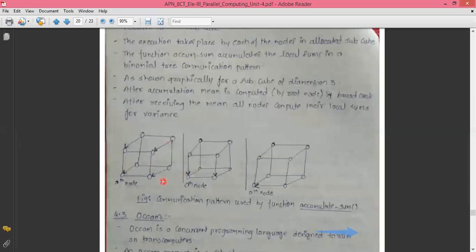So this is the cube, and each and every cube has the initial node, the left hand side bottommost node, which is the standard one. What is it called? The zeroth node. And this zeroth node is also called the root node, and it is also called the parent.